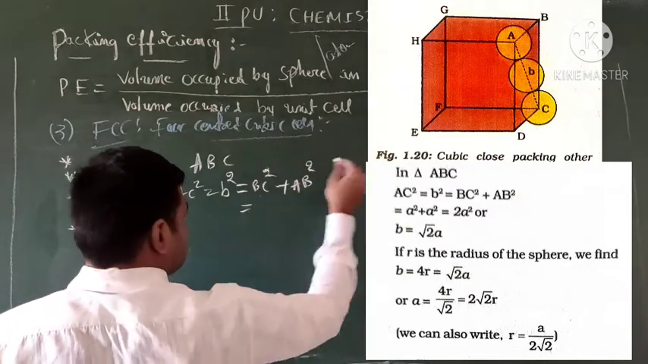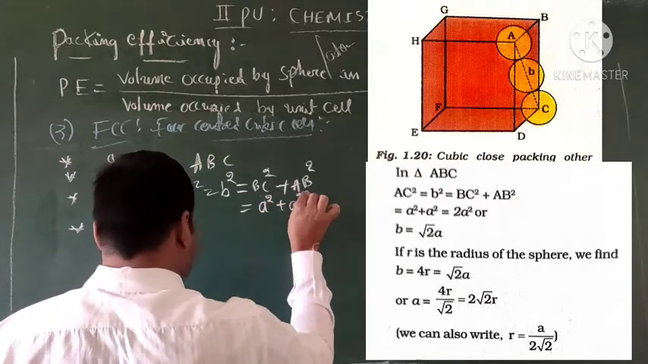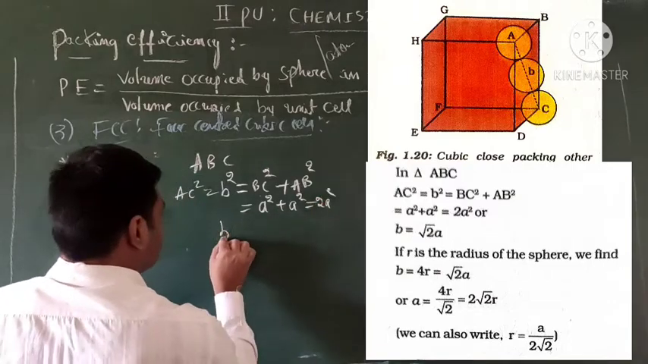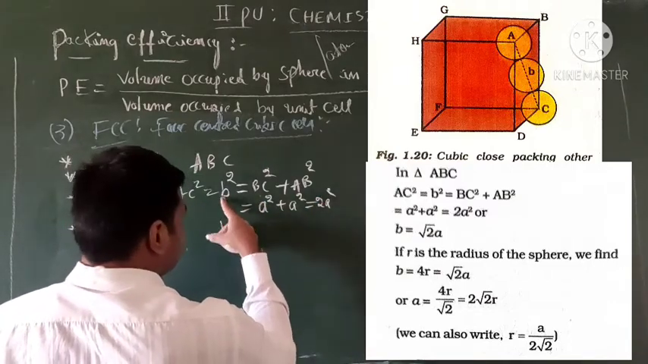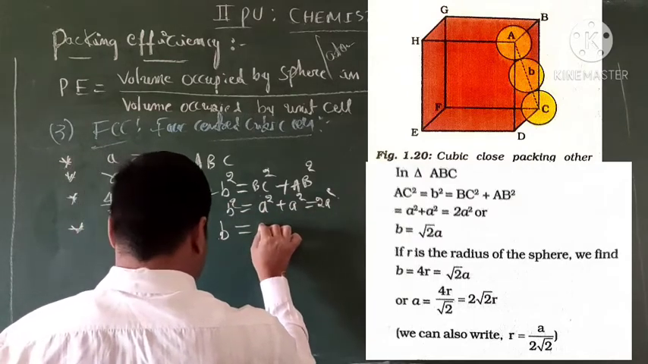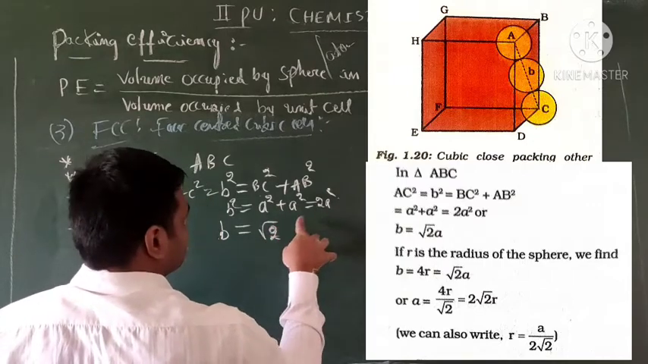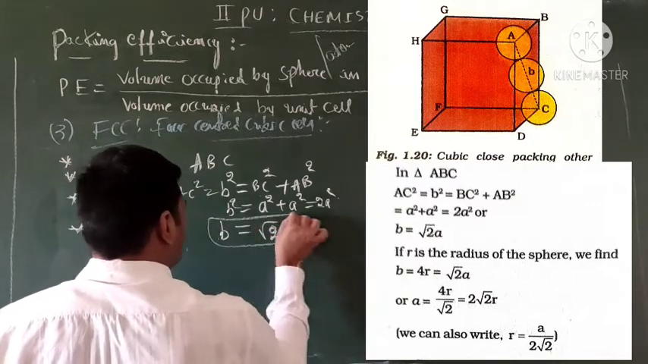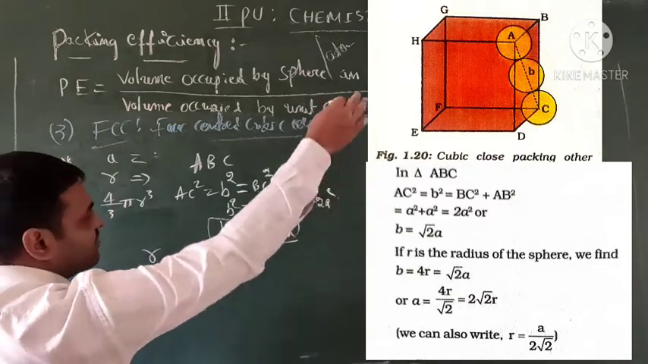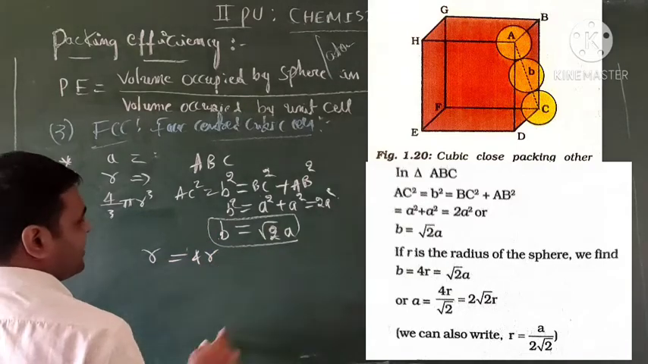Then BC is A, so A square, and AB square is A square. This is 2A square. Then B square is equal to 2A square. Considering only B, we get root 2 A. This is B. Okay, students, in the radius, how much radius is present? AC is 4R. Okay, 4.